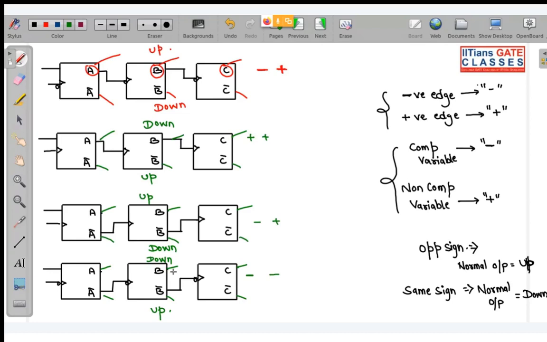So I will say, in your free time you can check by taking any one of the concepts. You can see whether it will come out to be an up counter or a down counter. Tell me if this is clear or not. So note it down quickly.